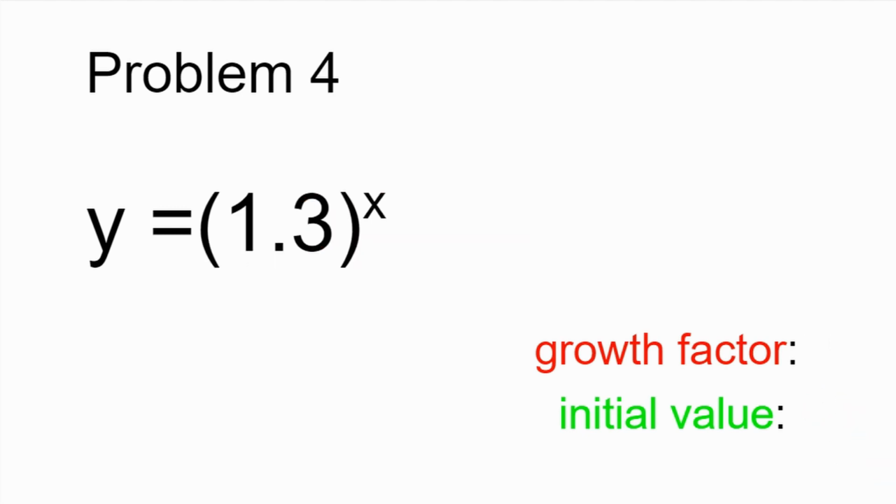Problem 4. Let's first find the growth factor for this equation. Locating our exponent, the base attached to the exponent, this 1.3, that's going to represent our growth factor. So this has a growth factor of 1.3. Now let's determine what's the initial value. Notice that we don't have a constant that's being multiplied to this expression. So what's the initial value going to be? We know that if we multiply the expression by 1, it's not going to change the value. So this has an initial value of 1. So if we don't have a constant that's being multiplied, we can treat it as being multiplied by 1, because multiplying by 1 doesn't change the value.